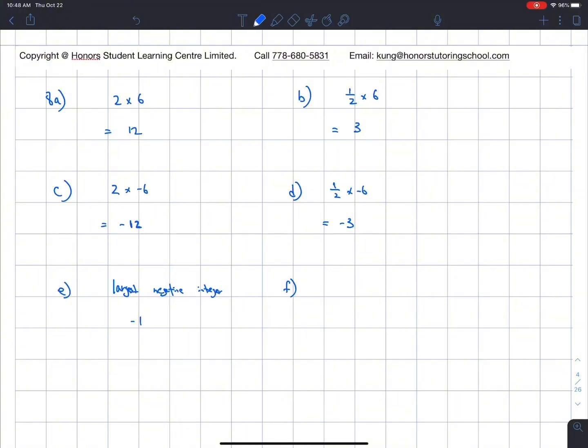What is the smallest positive integer? The smallest positive integer will be 1. Just +1. Because we cannot have only decimal values, so I cannot say 0.1.